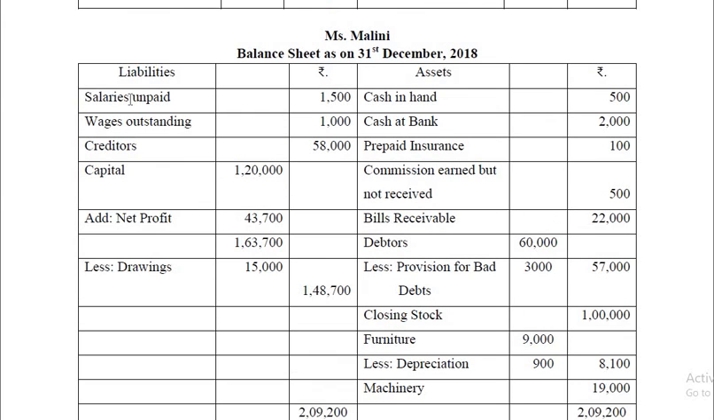Come to the liability side. Unpaid salaries is a liability because it is yet to be paid and it is for the current year. Wages outstanding again to be payable and that is for the current year. So we have to take 12 months wages and salaries, so 1,000. Creditors 58,000 rupees, no adjustments here.